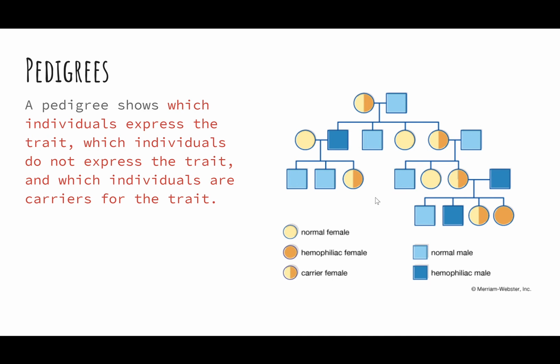In this case, you can see a circle represents the females, and having just the light yellow would be normal. Having the half yellow, half orange would be carrier, and fully orange would be having hemophilia. And then normal male versus hemophiliac male. There are no carrier males, because males only have one X chromosome. Whatever allele they have on that X chromosome is going to dictate what trait they have. So they cannot carry it. They're going to either have it or they don't.